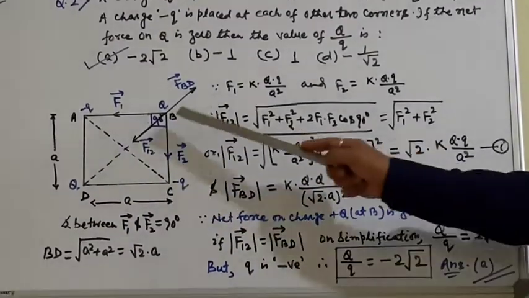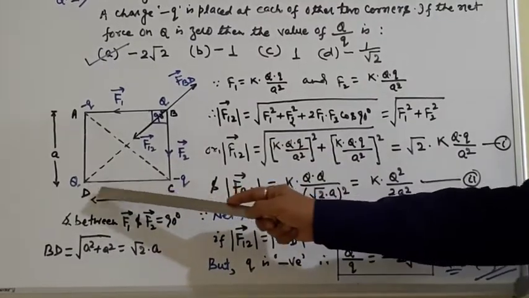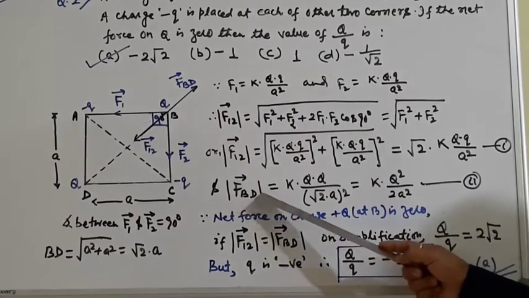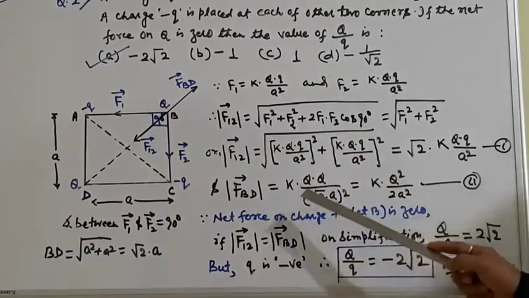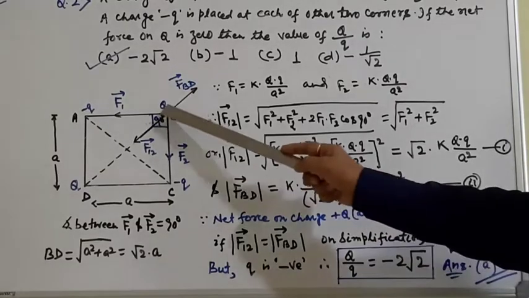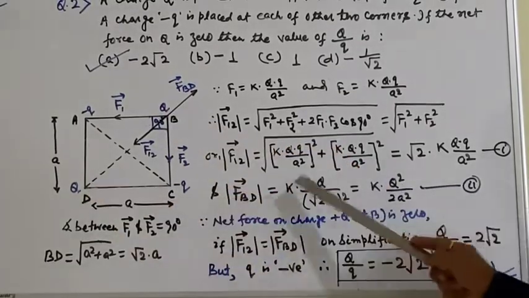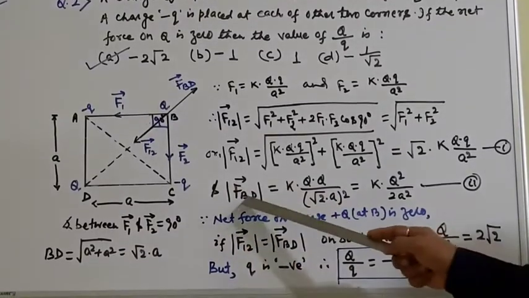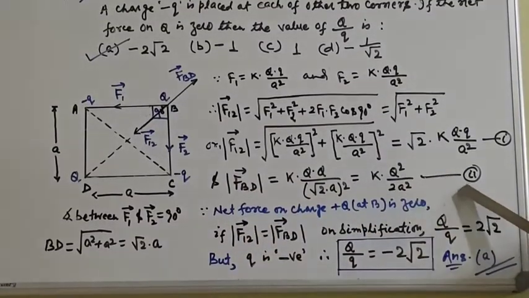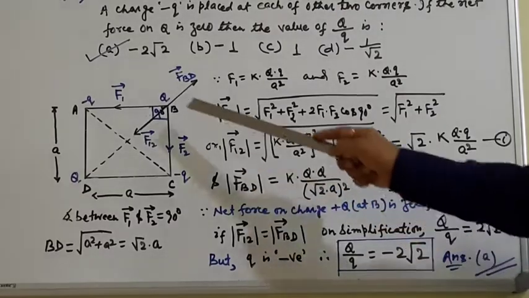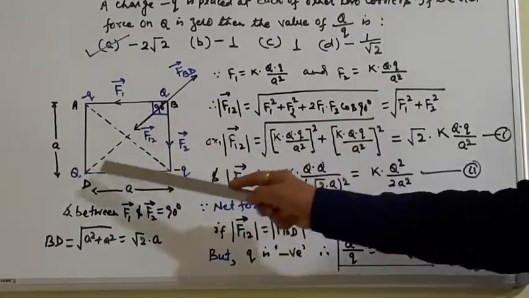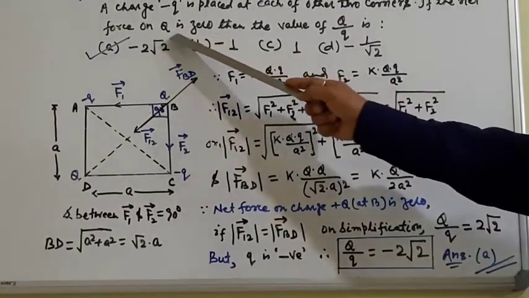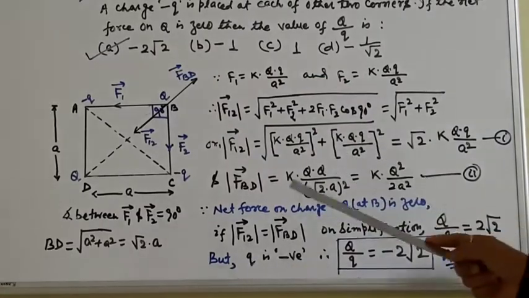Now what is the force on B due to the charge at D? This is positive, this is positive, so the force will be directed outward. So FBD, again following Coulomb's law, is K Q1 Q2 over R squared. Here the charges are Q and Q, and the distance BD is root 2 times A, so FBD is equal to KQ squared by 2A squared. Equation 2 gives the magnitude of FBD, the force on B due to the charge at D.